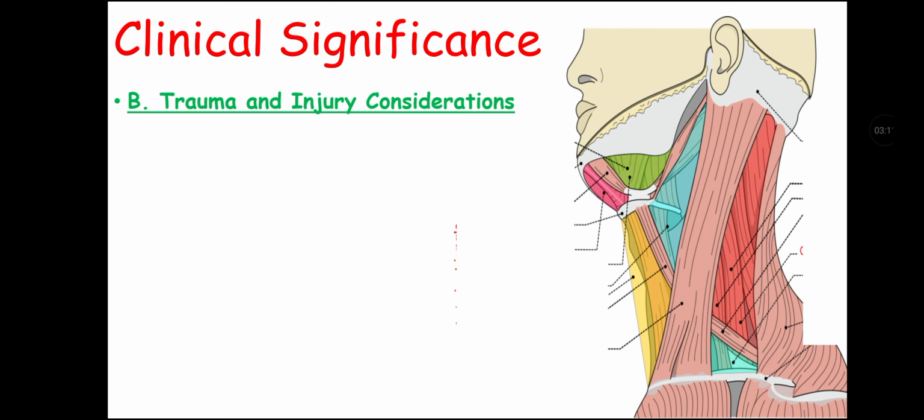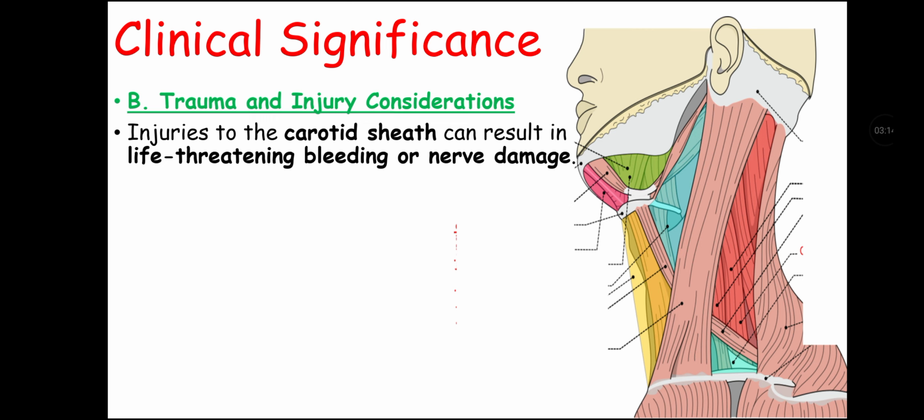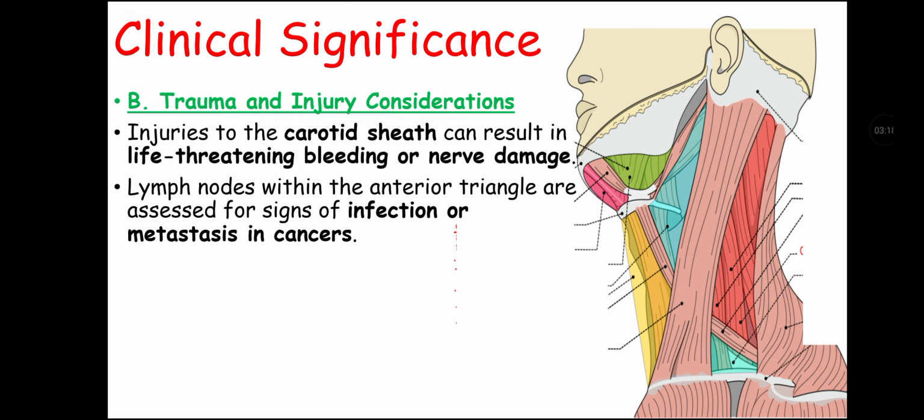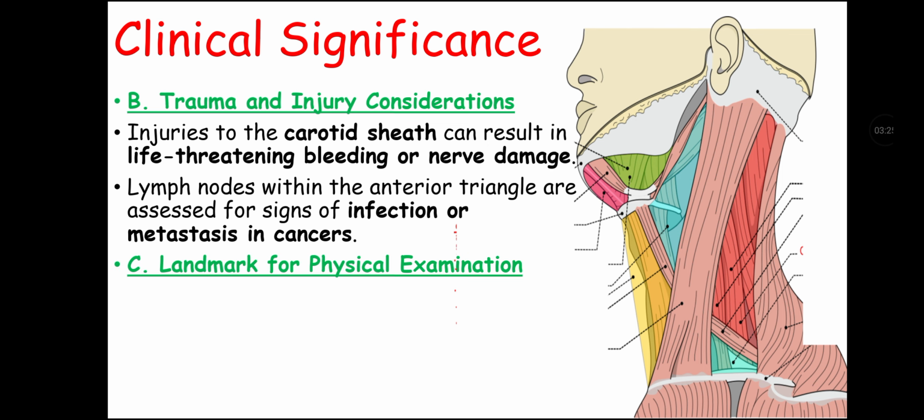Further talking about clinical significance, they also help in trauma and injury considerations, as injuries to the carotid sheath can result in life-threatening bleeding or nerve damage. Lymph nodes within the anterior triangle are assessed for signs of infection or metastasis in cancer.